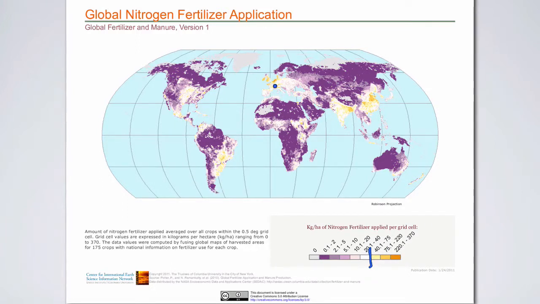So nitrogen is being added throughout the world for all intents and purposes, but in some places it's really being added at higher levels than others. I'm not singling out any one particular area here, but you can see that there are some parts of the world that are really receiving a lot of nitrogen. The consequences of all this nitrogen application are not necessarily easy to determine.